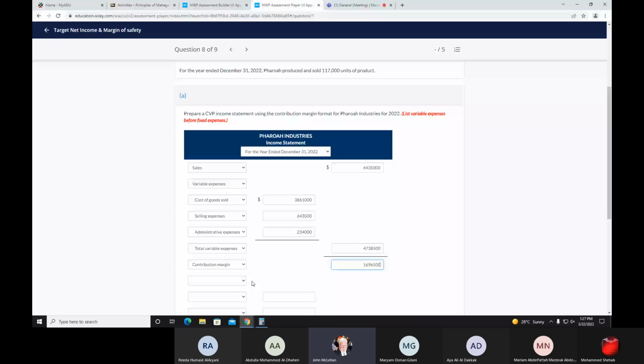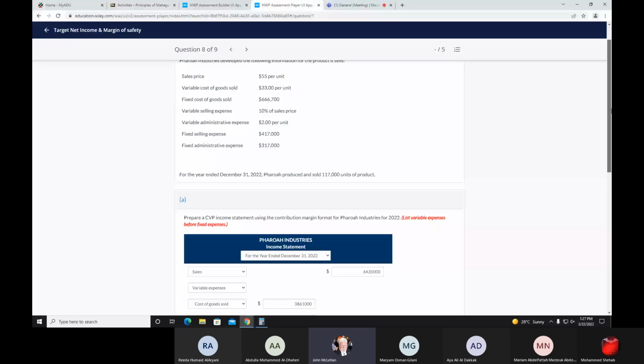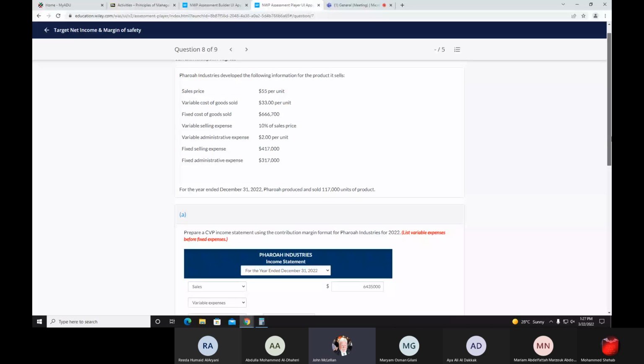Okay, and now you take care of your fixed costs. They're easy, they're full total amounts, so yeah. Fixed cost of goods sold, 666.